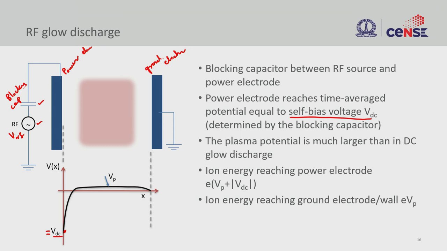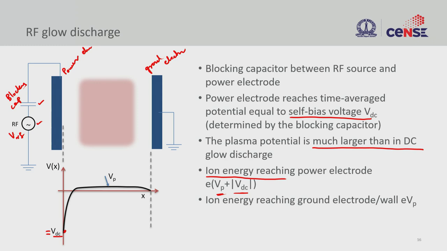And then the plasma potential that we get in RF glow discharge is much larger than DC. The reason for this is efficient power transfer, right? We'll see why it is efficient in the next slide, but the plasma potential is very high, which is important so that your plasma is very energetic. And again, the ion energy to reach the power electrode depends on your plasma potential, and now it is VDC instead of Vc. So in DC glow discharge, it was Vc, that is your DC power that you supply here.